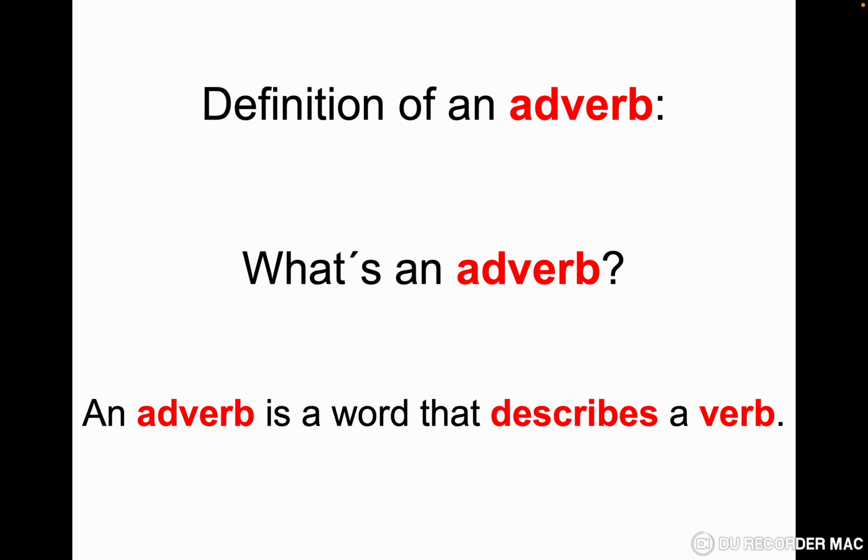Definition of an adverb. So I'll give you a simple definition of an adverb, the definition at A1, beginner level. So what's an adverb? An adverb is a word that describes a verb. We are going to see this definition in the examples.